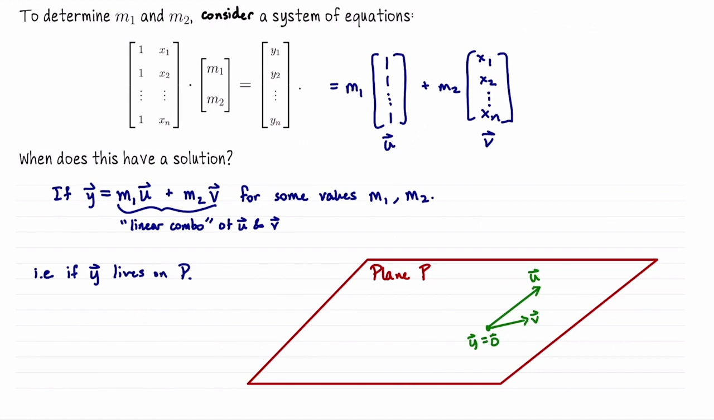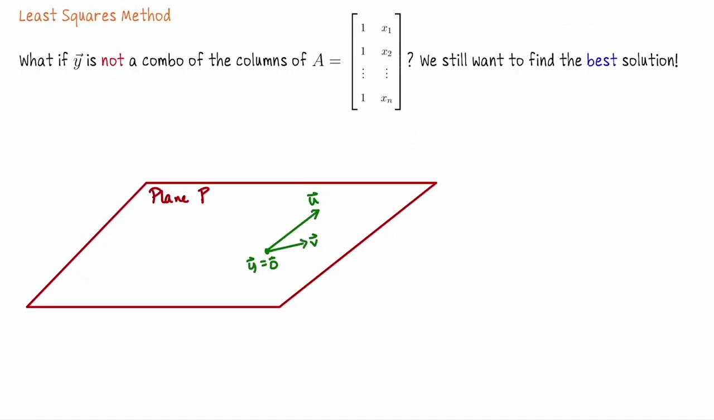Okay, I'm going to copy this plane over to the next slide, and we'll talk about what happens if y doesn't live on P. So what if we're looking at data which won't live perfectly on a polynomial, but we would still like to fit a polynomial to it? Okay, so here's the plane P and the vectors u and v from before. What we want to imagine now is that our vector y of measured data is not a combination of the columns of A. So it can't be graphed as lying flat on this plane.